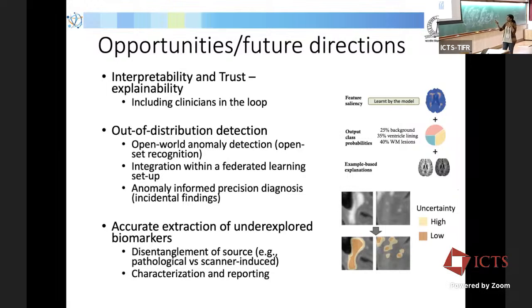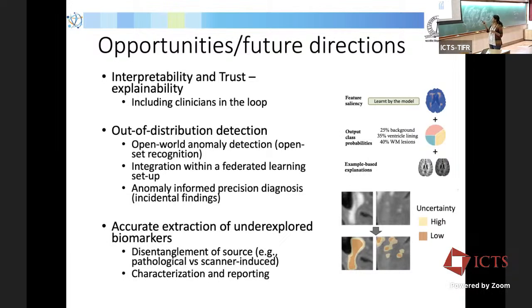And another is output class probabilities. So if a model is saying that I believe this is a lesion, instead of giving a black and white, a binary 1 or 0, what if it gives more gradation of results? I think that this is 25% background and 35% ventricle lining or other tissue, and only this much, like 40%. This is basically how certain I am that this is a lesion.